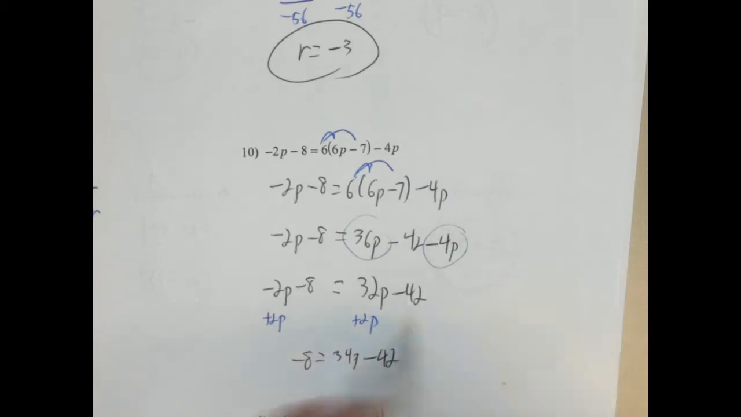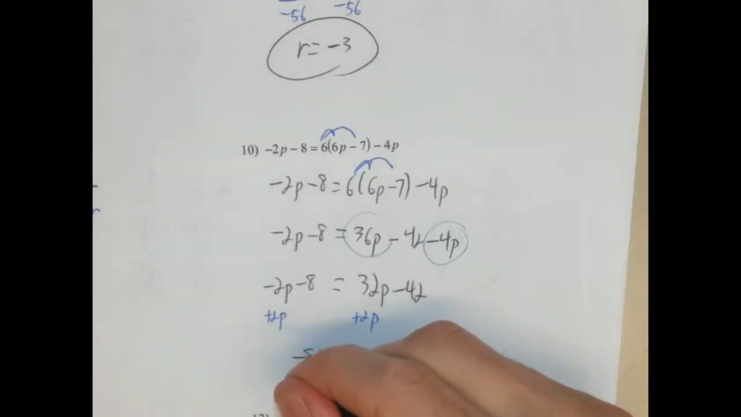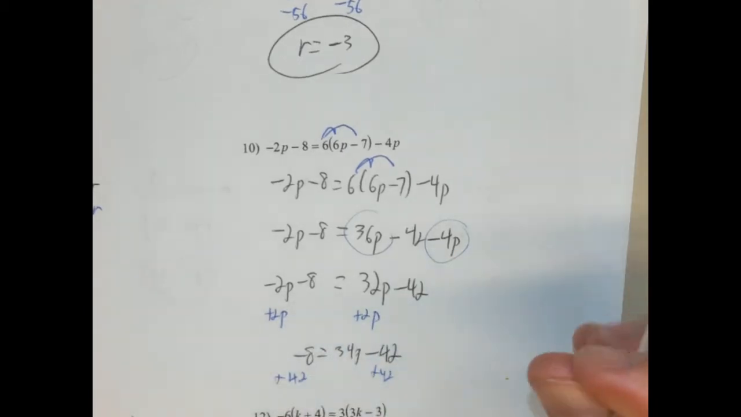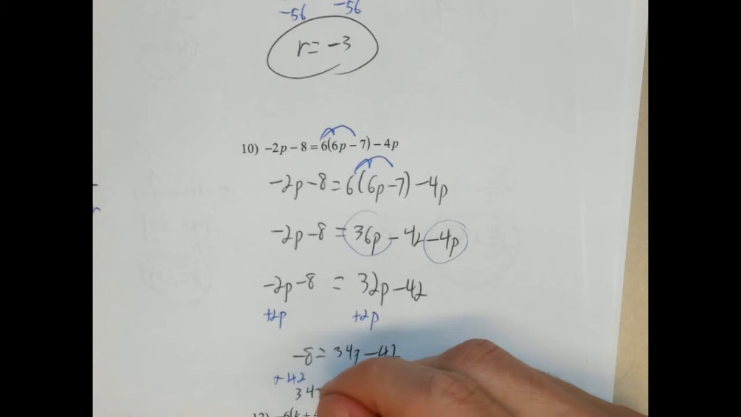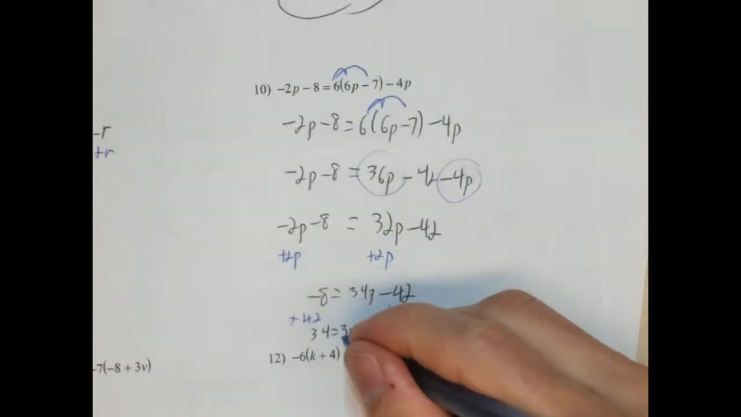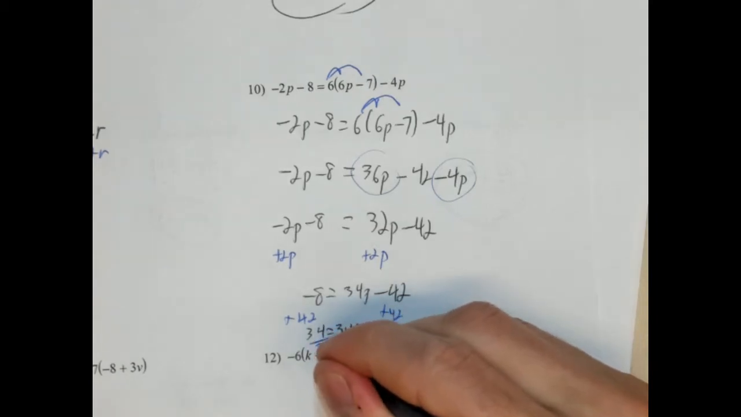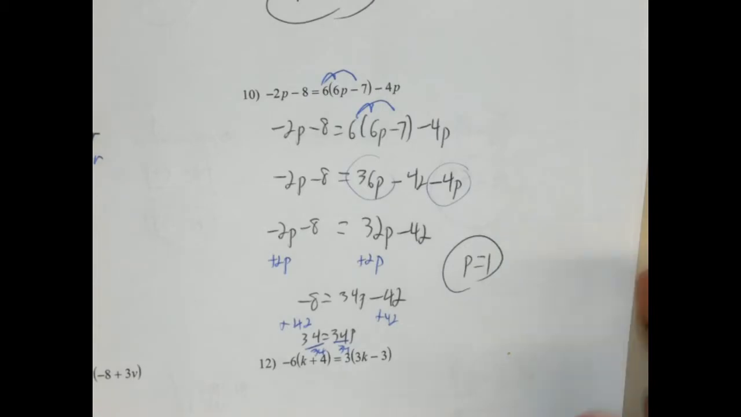So we have negative 8 equals 34p minus 42. We're going to add 42 to both sides. And that will equal 34 equals 34p. I ran out of room here. Sorry, guys. We're going to divide by 34. So p is equal to 1. I should have written that smaller. Sorry about that.